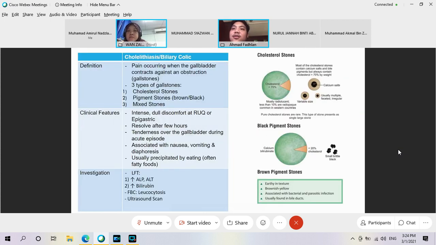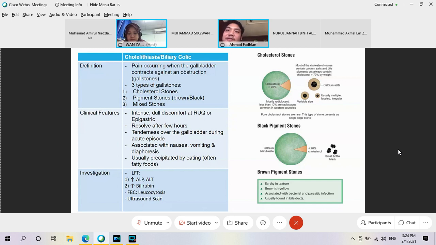So first is the cholelithiasis or biliary colic. The definition is a pain occurring when the gallbladder contracts against an obstruction. So there are three types of gallstones, which is cholesterol stones, pigment stones, pigment stones consist of two, which is either brown or black, and mixed stones.